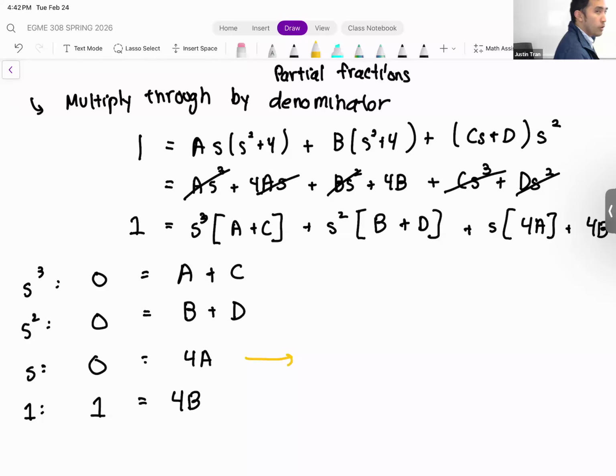All right, so 4 equations, 4 unknowns. Luckily, this system is not too bad because some things are going to come out right away. So first thing we notice here is that a is equal to 0. We solve the third equation, we divide by 4, we get a is equal to 0. Next thing we notice is that b, we solve the last equation, is equal to 1/4.